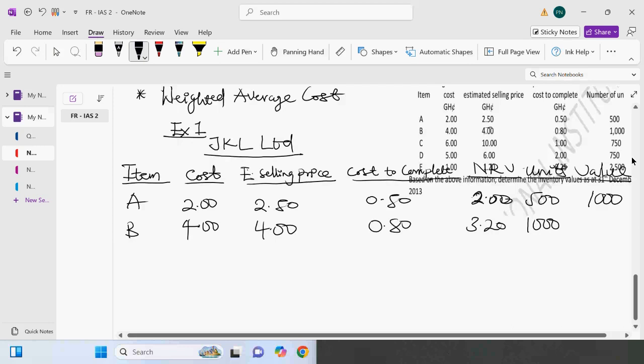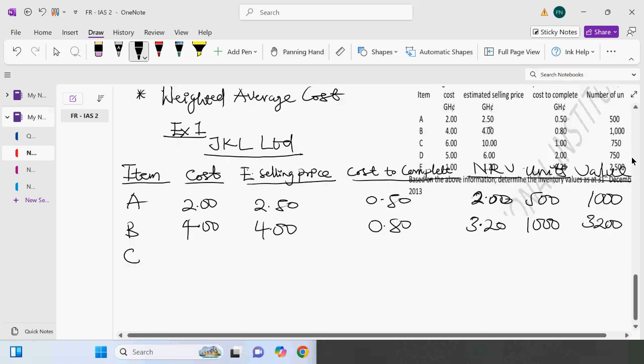We are having 4.0 as the cost, and we are having NRV, net realizable value, of 3.20. So which of the two costs should we put? The lower one. Which one is the lower? The net realizable value, 3.20. So we pick that one because that is the lower of cost and net realizable value. So 3.20 times 1,000. What do you have? 3,200.